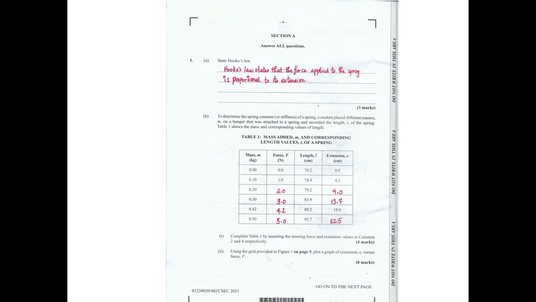And then we're going to have here the extension. How to get the extension? Well, if you look at 70.2, you realize that that's the original length of the spring. 70.2 is the original length of the spring. So maybe I could put that right here. That's the original length of spring.